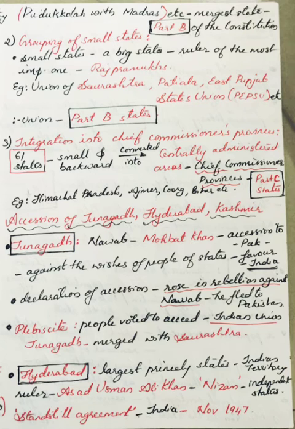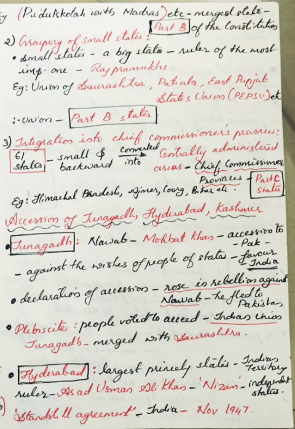With regard to Junagadh, actually Junagadh is in Gujarat. The Nawab of Junagadh, Muhammad Khan, declared accession to Pakistan. His wish was to join Pakistan, and this accession was much against the wishes of the people of the state. So the people in the state of Junagadh were against the wishes of the Nawab, Muhammad Khan. After the declaration of accession, the people rose in rebellion against the Nawab. As a result, the Nawab fled to Pakistan.